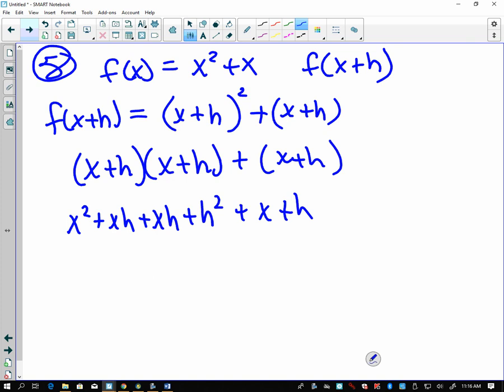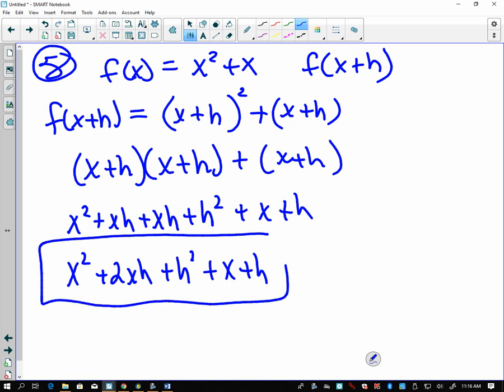All right, I have got x squared. I have two xh's, so 2xh plus h squared plus x plus h. Let's see, this was question number 5. X squared plus 2xh plus h squared plus x plus h. That's my answer. Okay. Do we got this now?